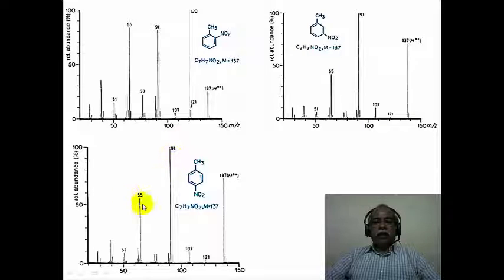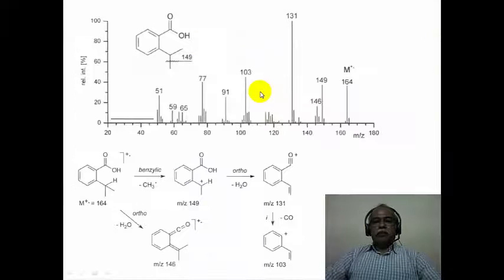From the 91 one can get 65 by the loss of a unit of acetylene, for example, and that will produce 65. These are typical fragmentation patterns. The 91, 65 and so on are a typical fragmentation pattern of a benzenoid kind of compound. Here is another example of an ortho effect.